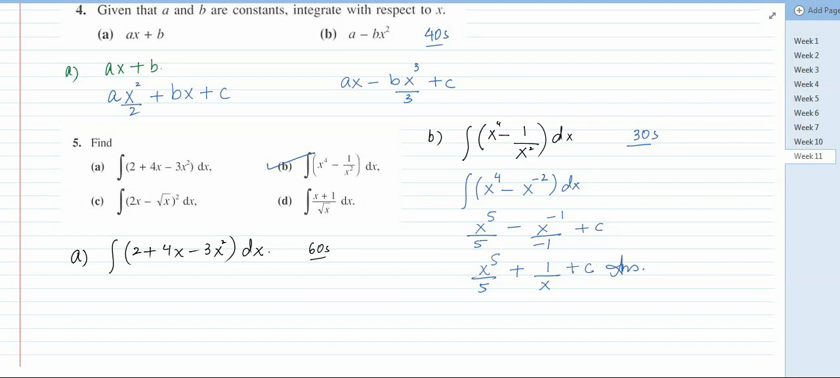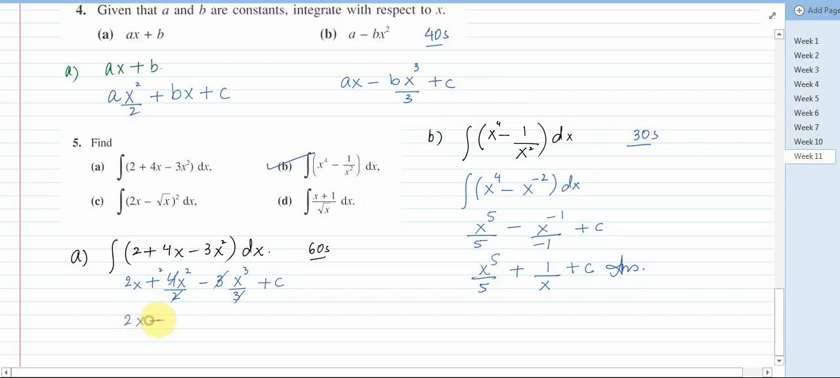Alright, so what I expect that you have done is that the integral of 2 will be 2x, integral of 4x is 4x² divided by 2, minus integral of 3x², it's x³ divided by 3, and then a constant c. So these two cancel, 2 1s are 2, 2 2s are 4. So the final answer is 2x plus 2x² minus x³ plus c. That is your final answer.